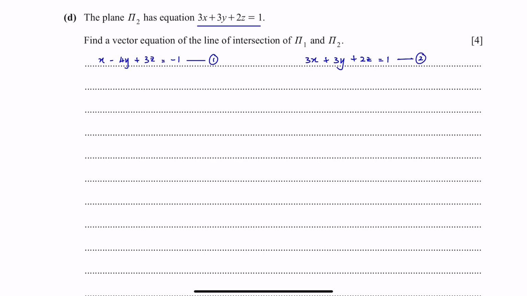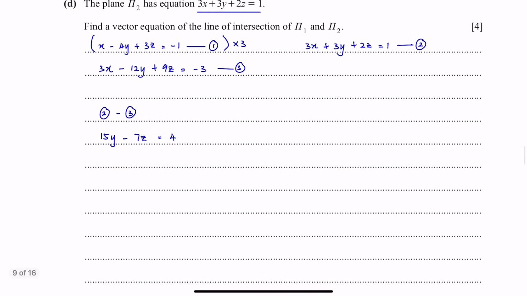And this is basically just simultaneous equations. I'm gonna times 3 to this whole equation, so I get 3x minus 12y plus 9z equals -3. This will be the third equation, and I will take the second equation minus the third equation to get 15y minus 7z equals 4.